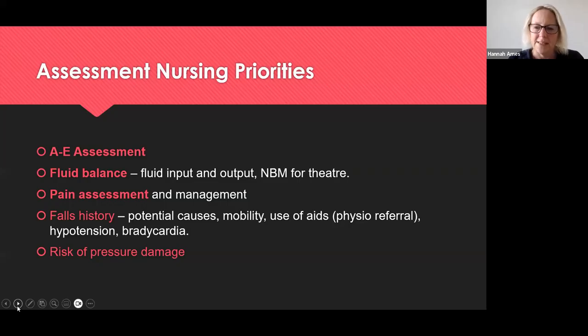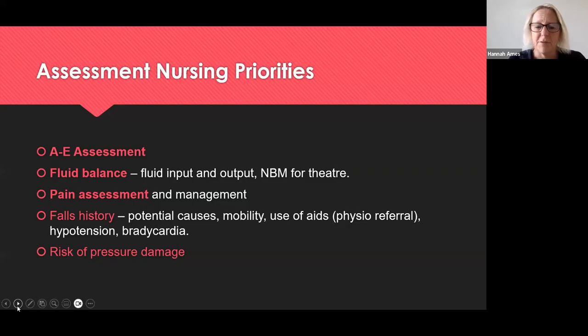In our holistic part of our assessment around physical, we definitely want to find out more about the fall history, so potential causes, mobility, are they using any aids, do we need to think about a physio referral, or are there any other physical causes of falls, so a history of low blood pressure, reduced heart rate, for example.